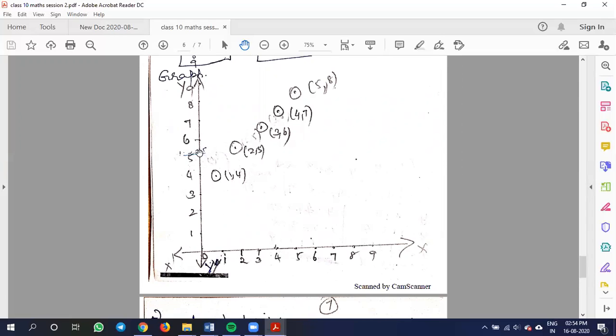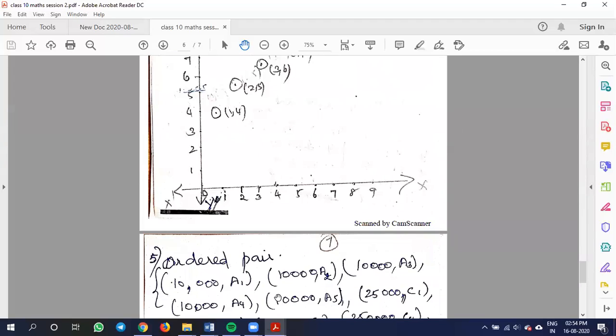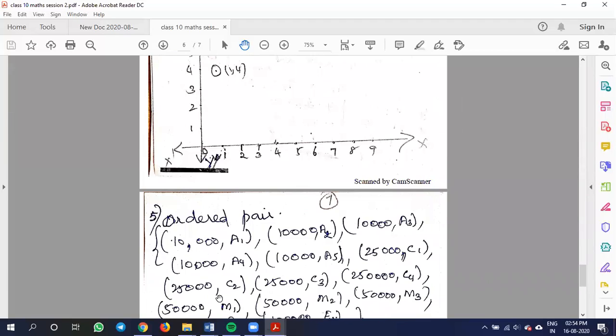Then 2, 5. Then 3, 3 should be taken from x and 6 from y. 3, 6. Then 4, 7. Then 5, 8. That's all. That is the graphical representation.